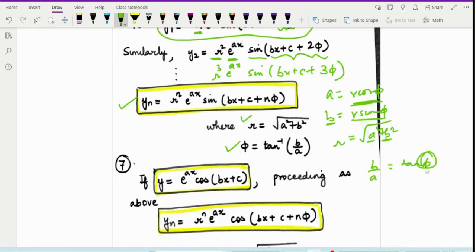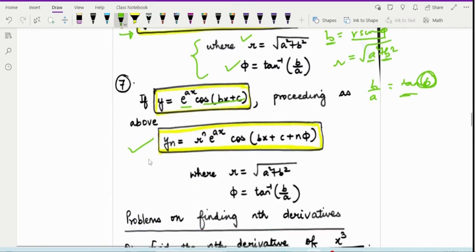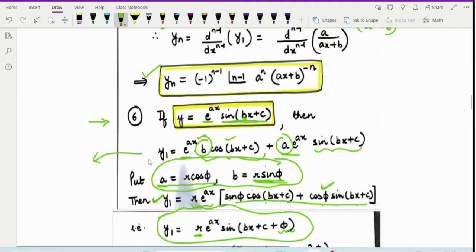That means this phi which is appearing in the argument here is nothing but the tan inverse of the ratio b by a, and b by a were the known constants. So you have not introduced anything new here. It's just the notation r given to the under root of a square plus b square and notation phi given to tan inverse of b by a, so that we are able to observe a pattern here in the nth order derivative. Now similarly, if you have a product of exponential and cosine, you can deal with this question in a similar fashion to get your pattern as r to power n e to power ax cos bx plus c plus n phi.